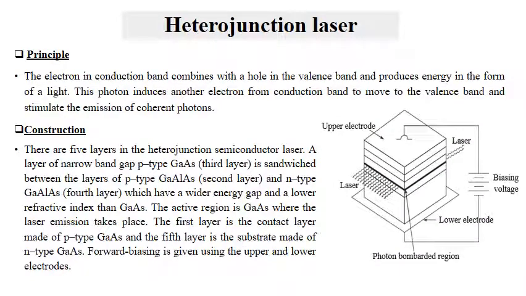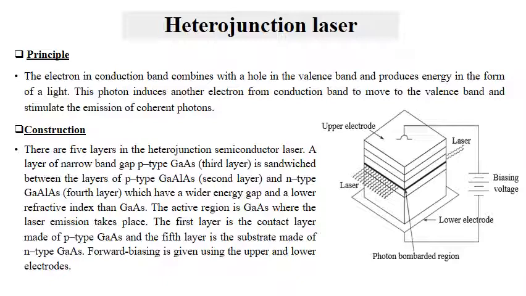The electron in the conduction band combines with a hole in the valence band and produces energy in the form of light. This photon induces another electron from the conduction band to move to the valence band and stimulate the emission of coherent photons. Construction: there are 5 layers in the heterojunction semiconducting laser.